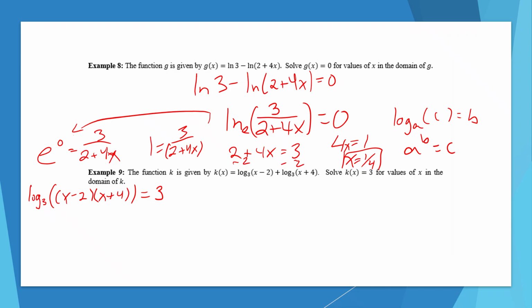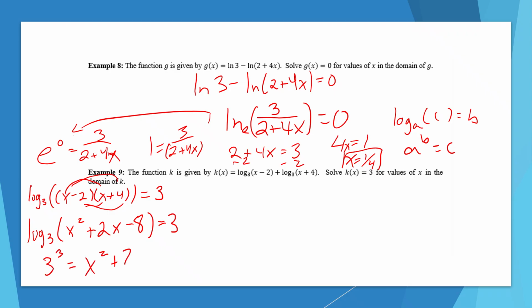Here we need to FOIL this out. So this is something where you FOIL. This should be log base 3 of x squared plus 4x minus 2x, which is just plus 2x minus 8, equals 3. Convert this from logarithmic to exponential. So 3 cubed equals x squared plus 2x minus 8.